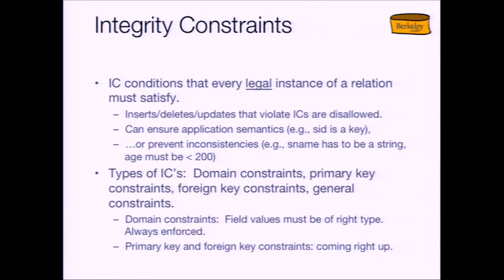But there are things like domain constraints. So you've already been using these, you just didn't realize. So when you say that student ID is an integer, okay, that's a constraint. If somebody tries to create a student record where the student ID has characters in it, has letters in it, the system will say, sorry, that's not a valid student ID, okay?